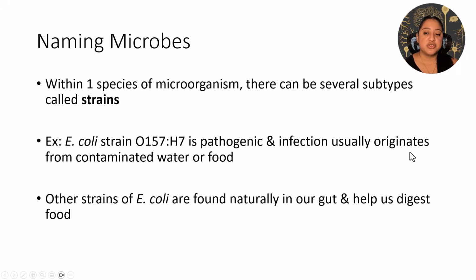And the infection usually originates from contaminated water or food. But there are other strains of E. coli that are found naturally in our gut and help us digest food. But they're still technically that species, E. coli, just different strains. So if you ever see, oh, E. coli strain, and then numbers like this, that's telling you which strain it is specifically.